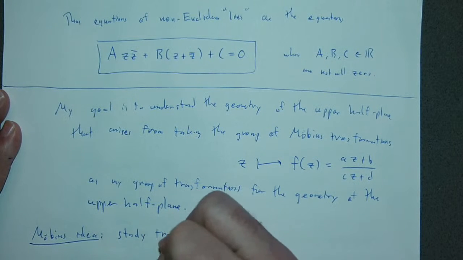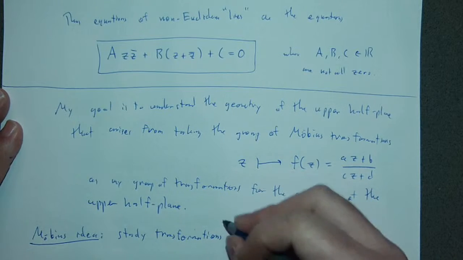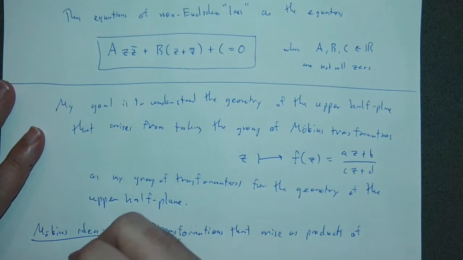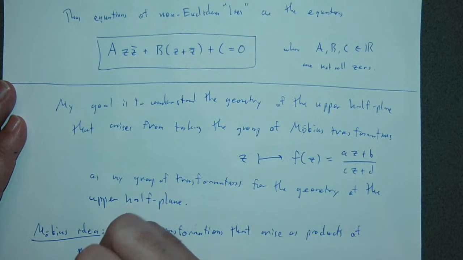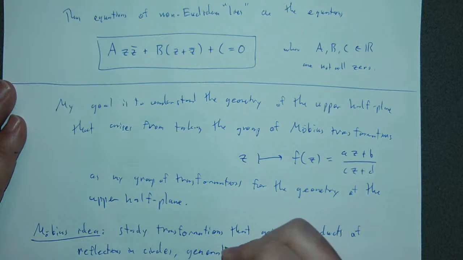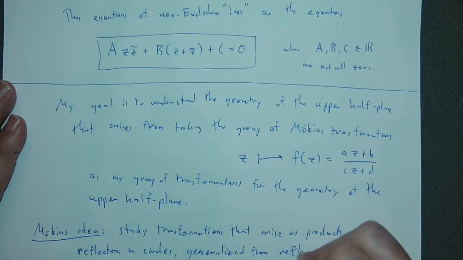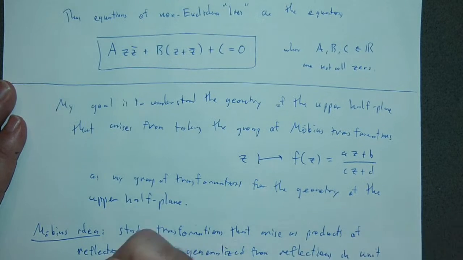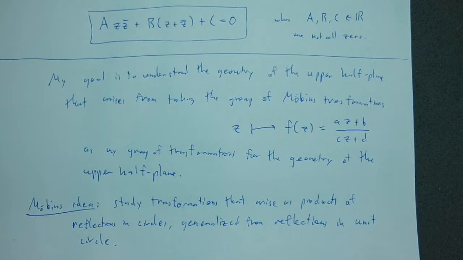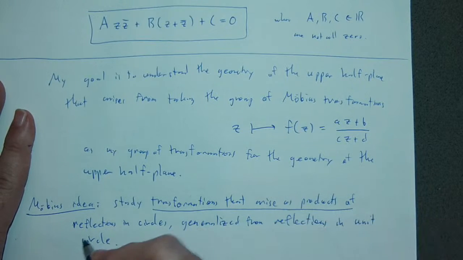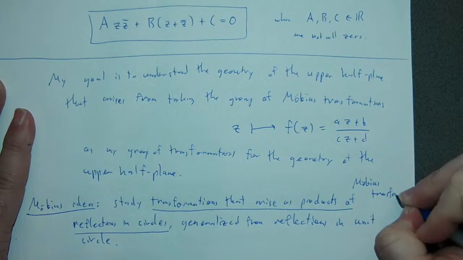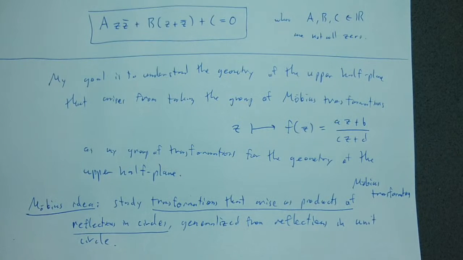study transformations that arise as products of reflections in circles, generalized from reflections in the unit circle. Okay. And so it turns out that these transformations, transformations that arise as products of reflections in circles, those are Möbius transformations. It turns out that all of the Möbius transformations arise in this way. Or said another way, any Möbius transformation can be thought of as a product of reflections in circles.